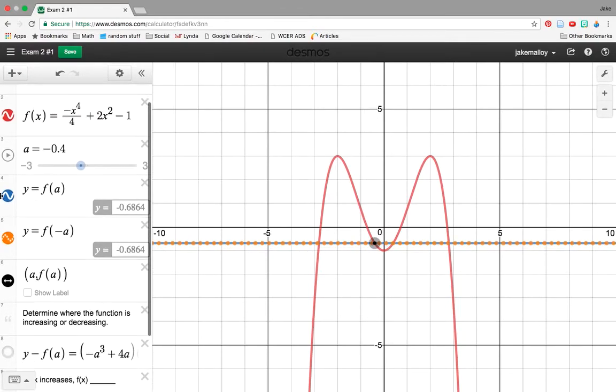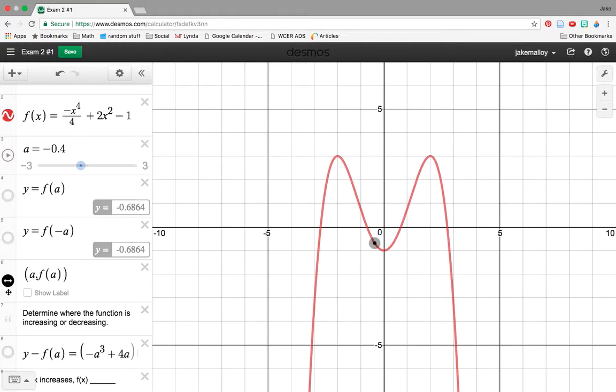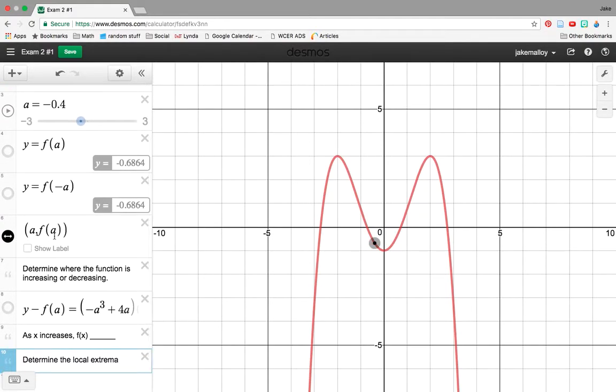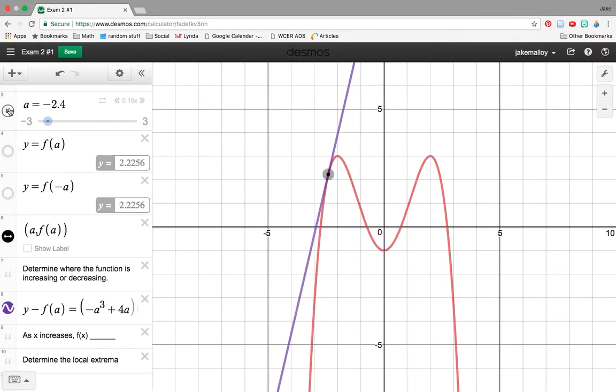Then we're also asked, where is it increasing and where is it decreasing? What we want to think about when we're thinking about increasing and decreasing is, as x increases, what's happening to f of x? So as x increases, here we're decreasing. So as we're increasing, what's happening to f of x?